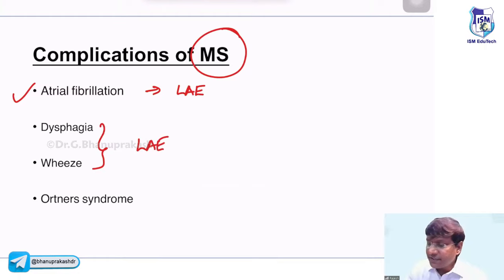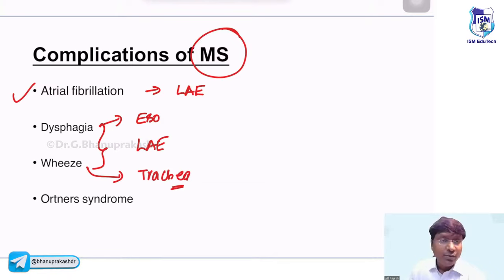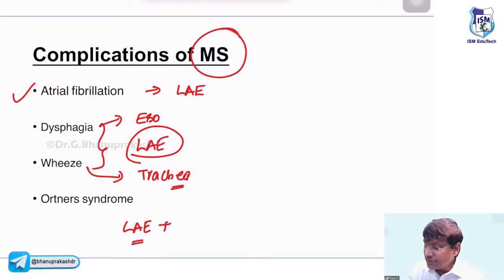And the left atrial enlargement will also be compressing the airways, that is the trachea, and that will result in the cough. And what is this Ortner syndrome? That is enlarged left atrium, right? Left atrial enlargement will be compressing the recurrent laryngeal nerve, and that will result in what is called hoarseness of voice. And this hoarseness of voice secondary to mitral stenosis is what is called the Ortner syndrome.